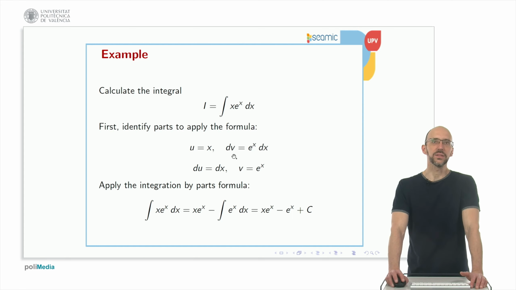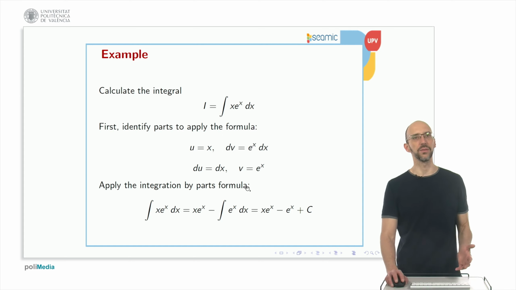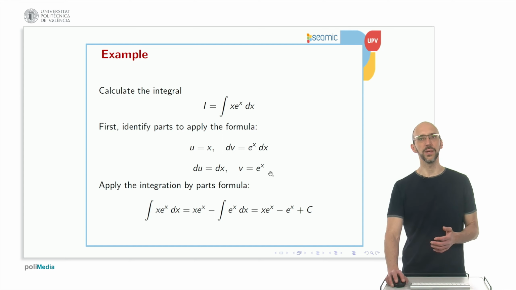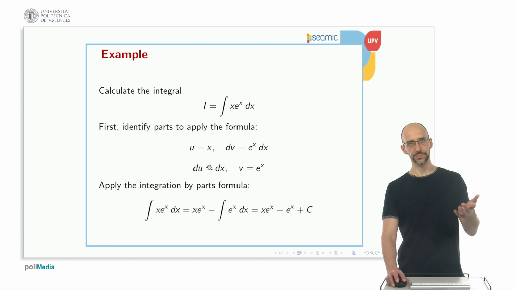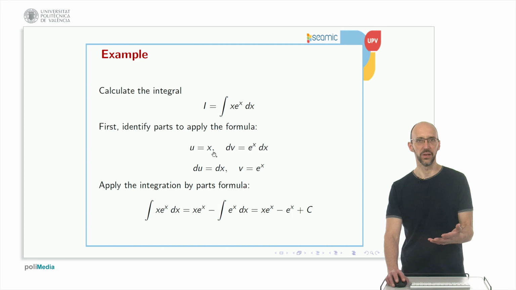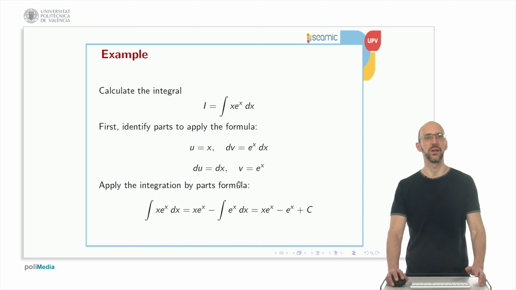Okay, u is going to be x, dv is going to be e to the x, the derivative of x is 1, the integral of e to the x is e to the x. And then I apply the formula. The formula is u times v, so x times e to the x, that I write here, minus the integral of v du, e to the x times dx. The differential of x, I just told you before that it is 1, but it's 1 times differential of x.